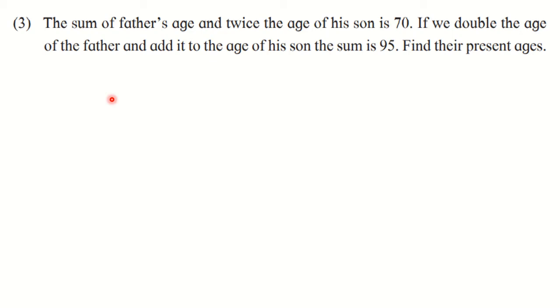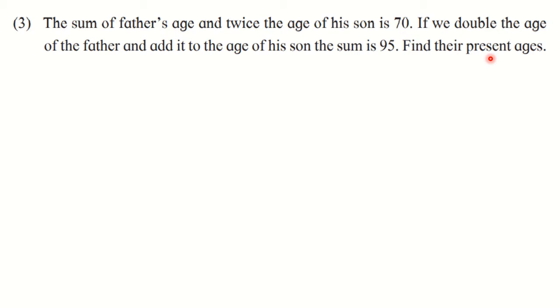Question number 2 you can do. Third one. The sum of father's age and twice the age of his son is 70. If we double the age of father and add it to the age of son, the sum is 95. Find their present ages. So here also, you can see two different conditions and you have to find two different things. So here also you have to take two variables.